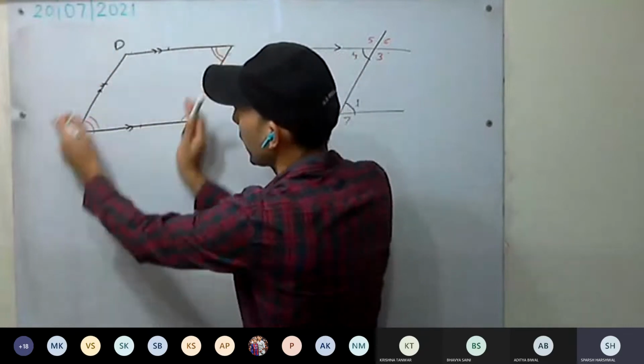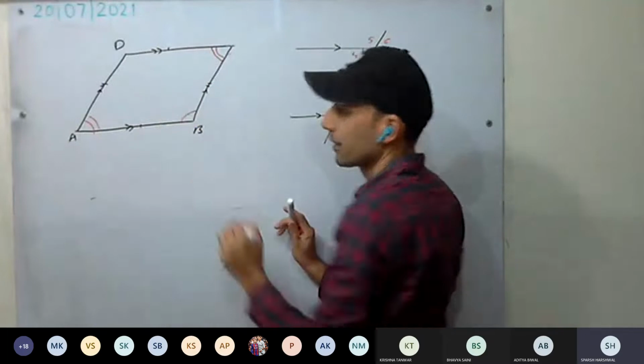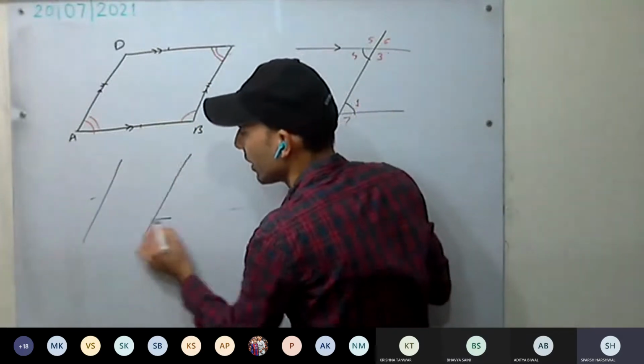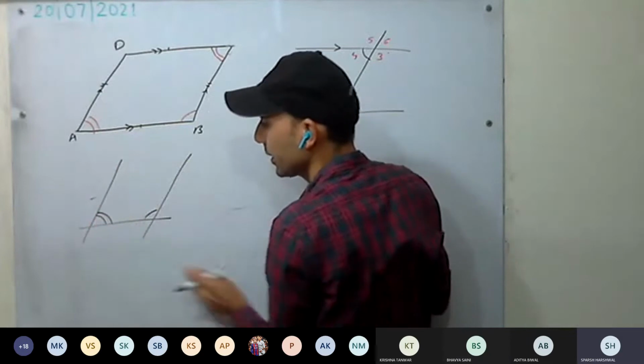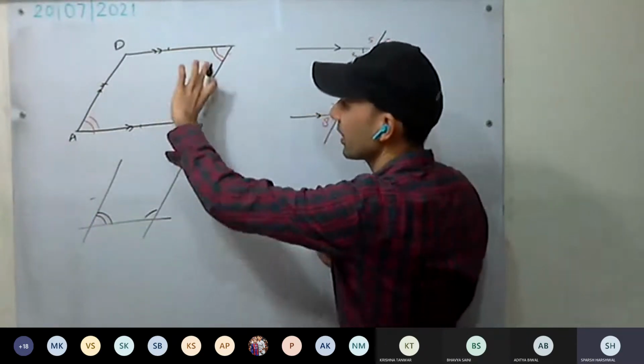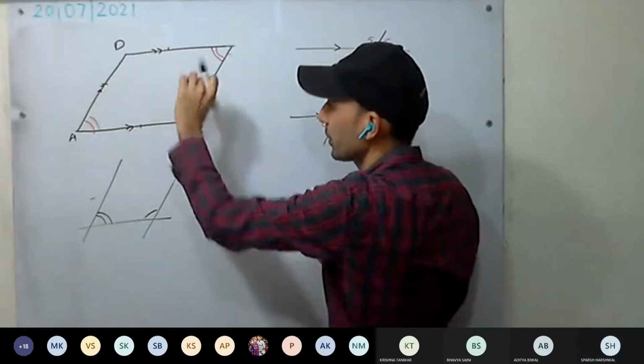Now, these two are the parallel lines and it is cutting. What kind of angles are they? Adjacent angles. You can see, they are adjacent angles. Their sum is 180.